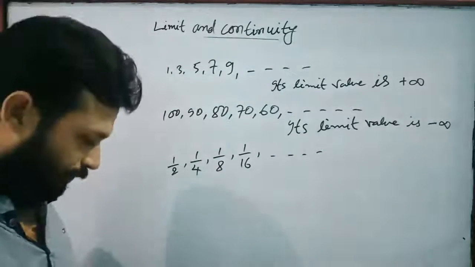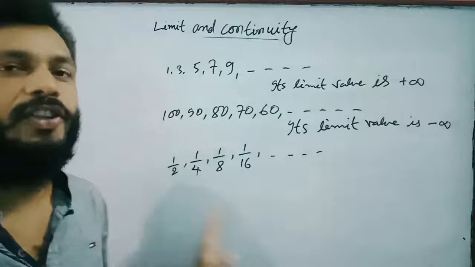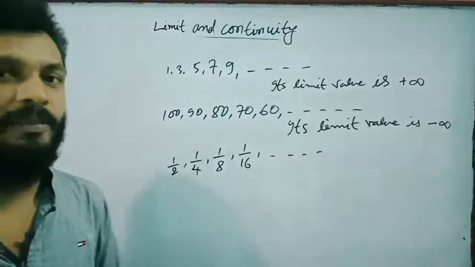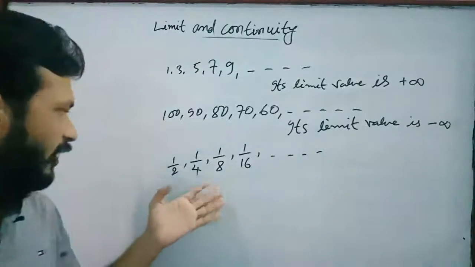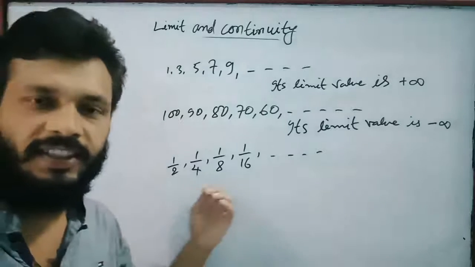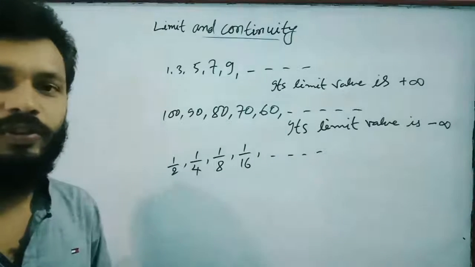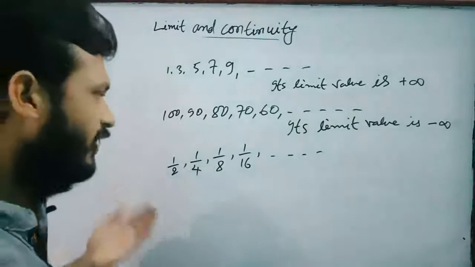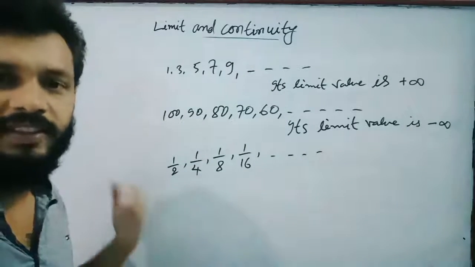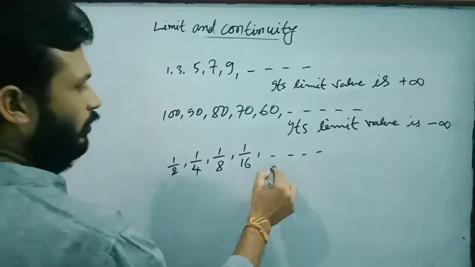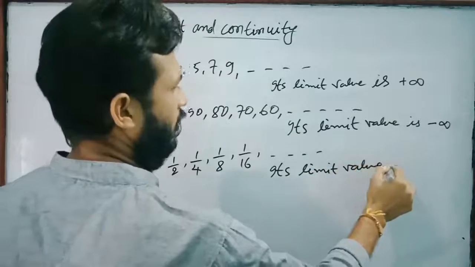0. How? In this sequence, in each term, the numerator is constant. But in each term, the denominator is increasing. So at last, it will approach 0. Understood? So its limit value, approach 0 means that is the limit value. So its limit value is 0. Understood?